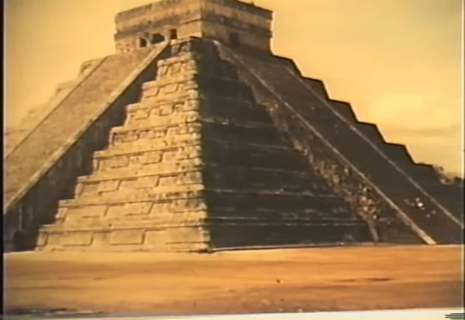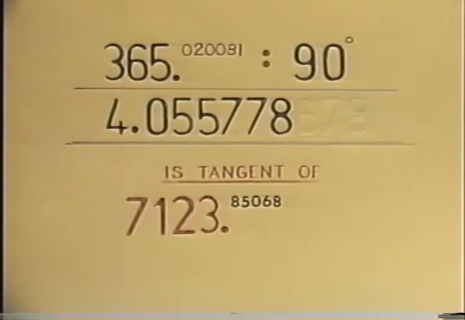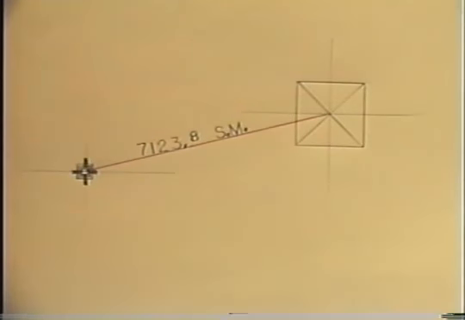90-degree right angles everywhere. And it's 365 steps, which we now know to represent the figure 365.020081. The derivative here is 4.055778, a figure which any better modern calculator can show as being the tangent of 7,123.85068. Kukulkan explained the first part.